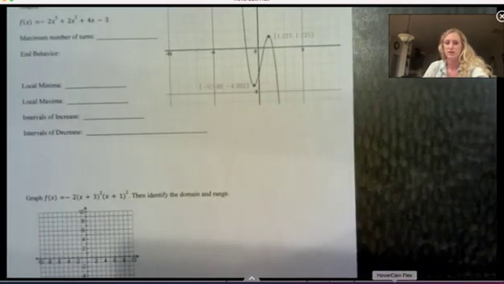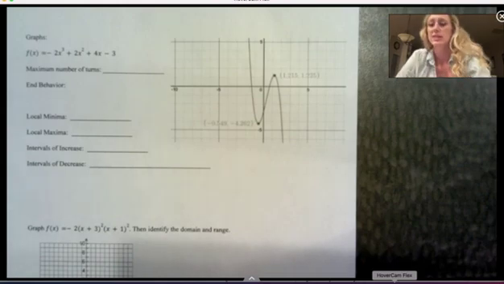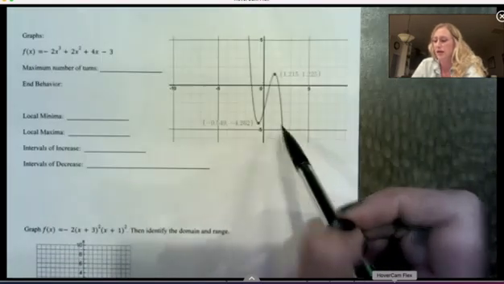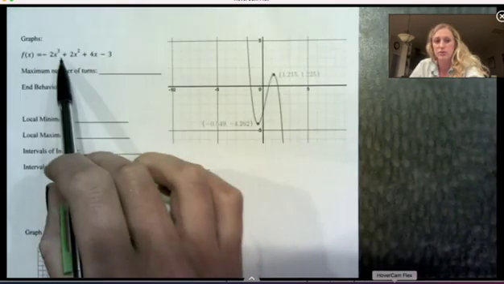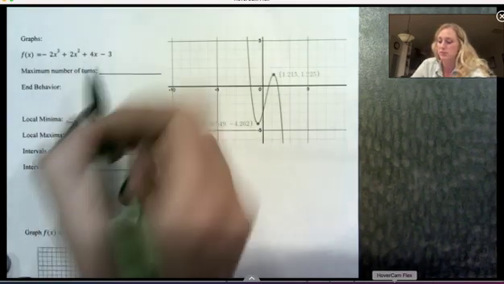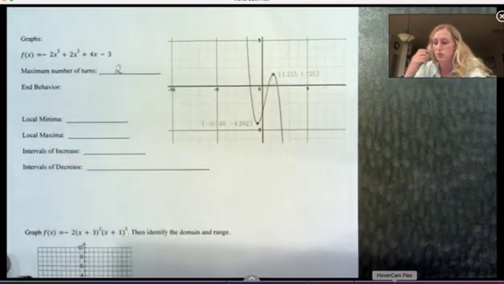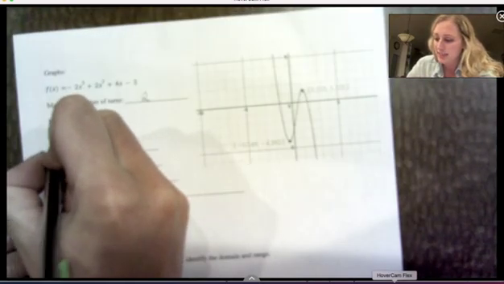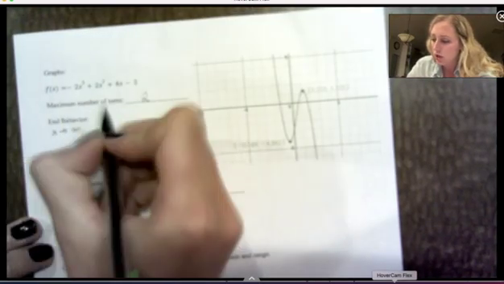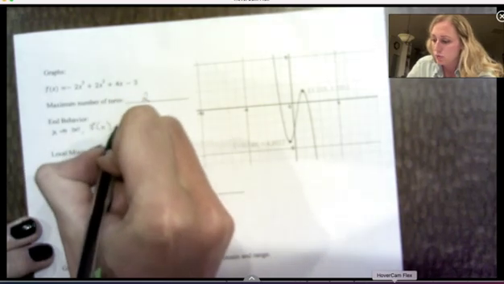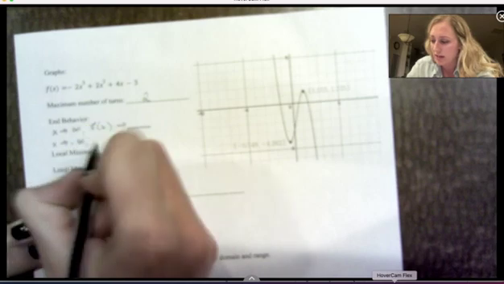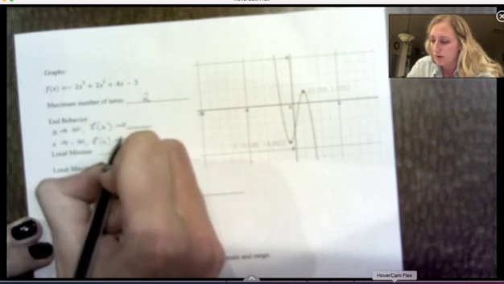All right, a couple more here, guys. Our last sections were about analyzing the graphs. So here is the equation for this graph, okay? It has a third degree, so that means the maximum number of turns it can have is 2. End behavior, remember the notation: as x approaches infinity, f of x approaches what? As x approaches negative infinity, f of x approaches what?